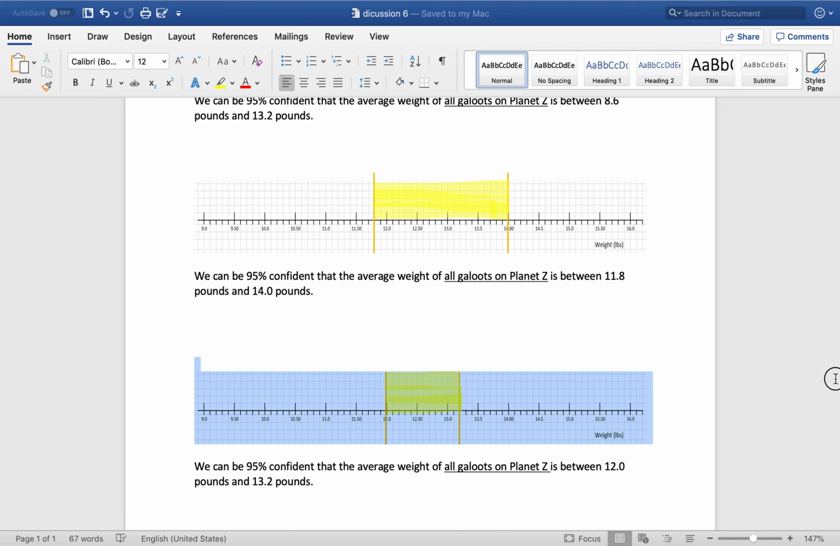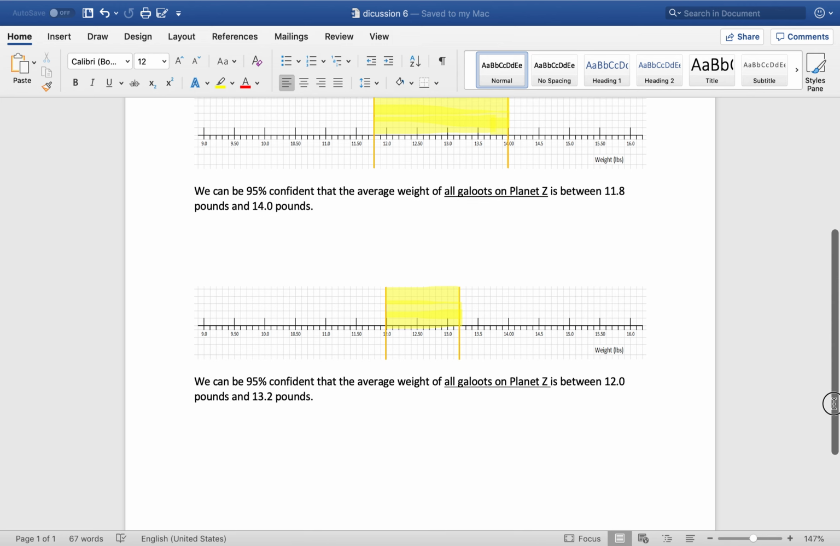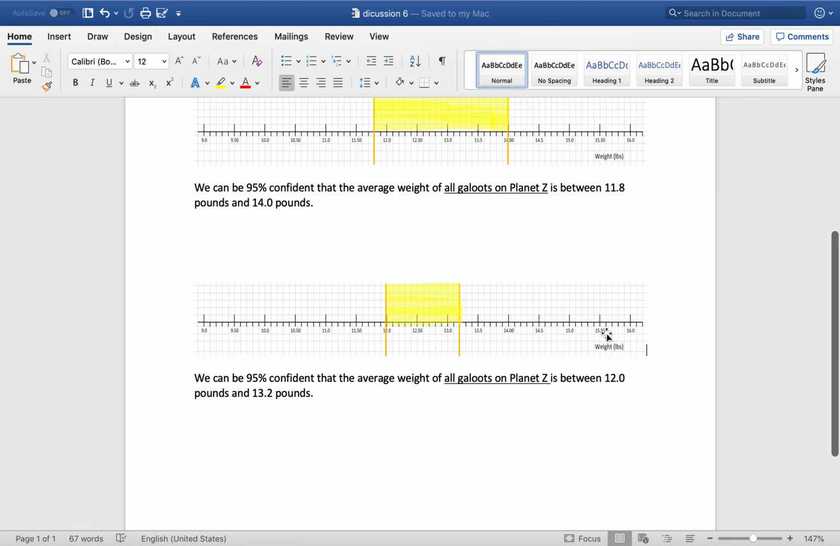So as a researcher, I would definitely choose sample number 3, just because I feel like it tells you more by the confidence interval being smaller.